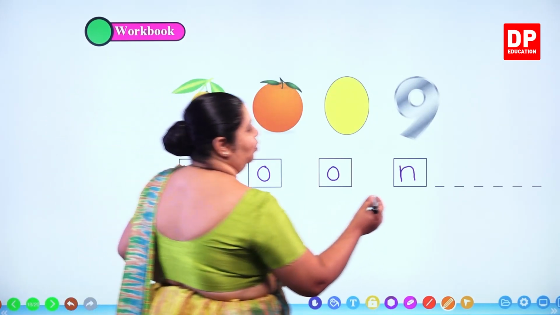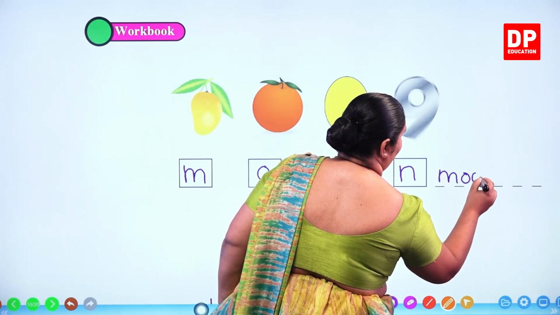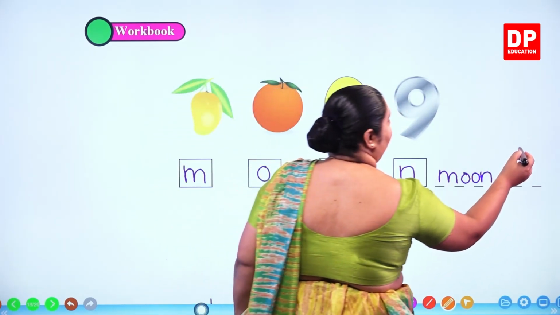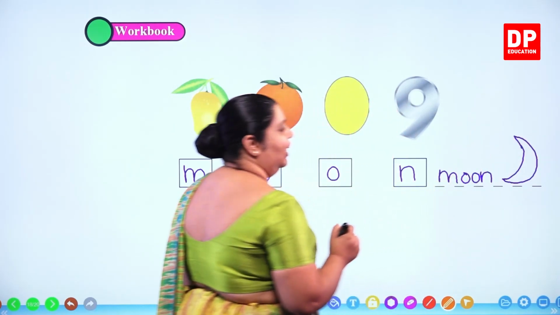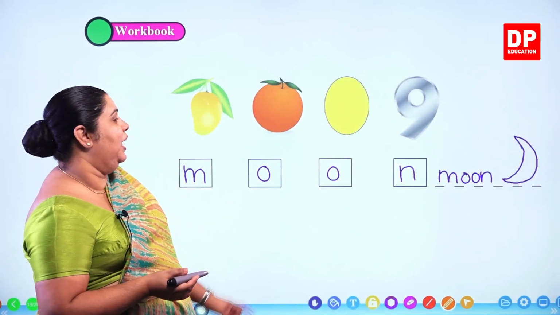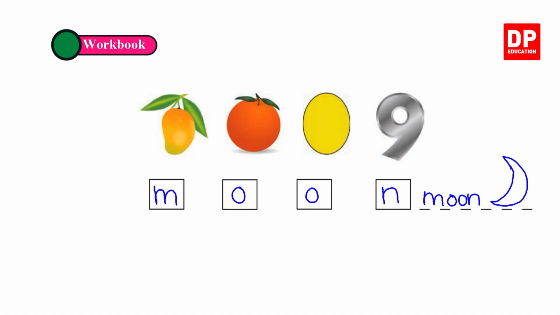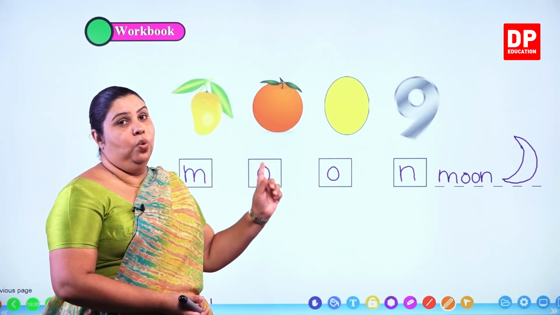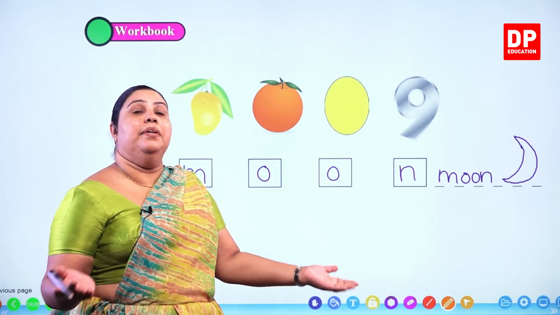M-O-O-N is moon. So we are going to write the word here. M-O-O-N. Moon. And you can draw the beautiful moon. මගේ පුතාලට ලස්සනට අඳින්න පුළුවන් ටීචර්ට වඩා නේද පුතේ? Moon. There we have the picture and the word. So what is the word? Moon. M-O-O-N. Moon. So now we have found the word and the picture.